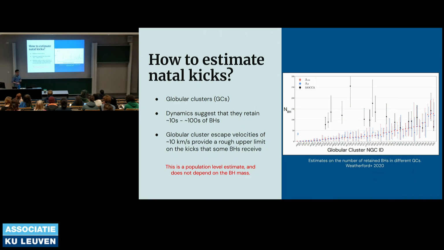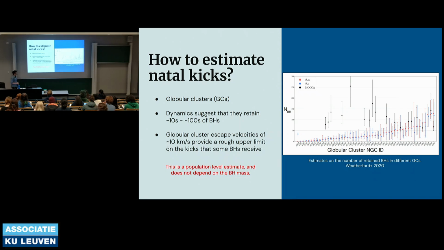And so this is telling you, even though we don't see them, that we should expect that on the order of 50 or 100 black holes are getting kicks that are smaller than the escape velocity of the cluster. Because if they were larger than that, they would escape out of the cluster and they wouldn't be retained. For escape velocities on the order of 10 kilometers per second, this gives you a sense that at least some black holes are getting kicks smaller than this value.